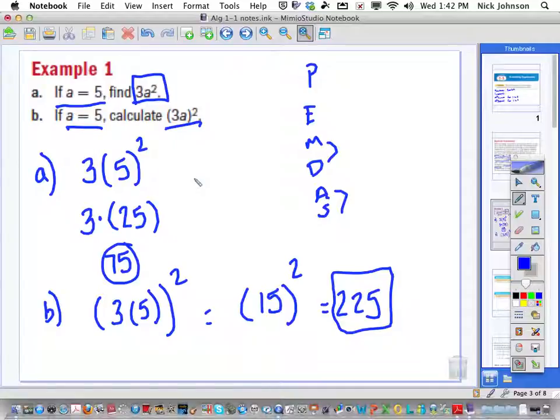Notice how what looks to be the same expression really isn't, due to the fact of where you put your parentheses or your exponent.